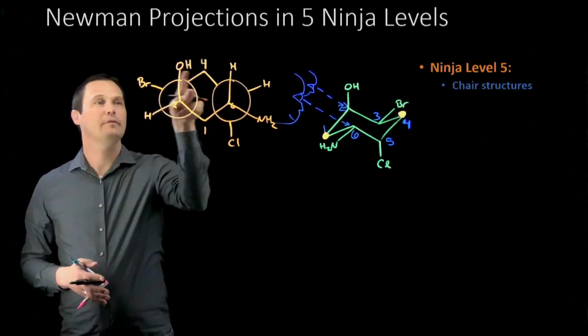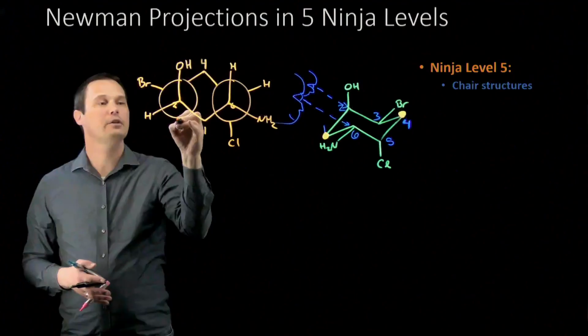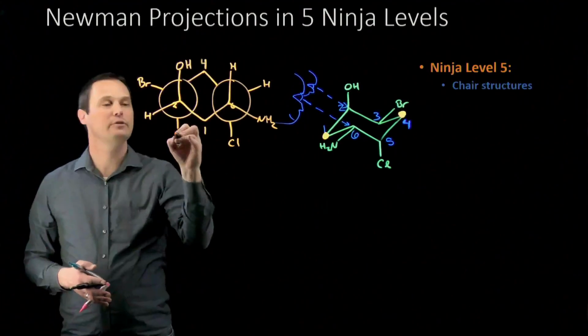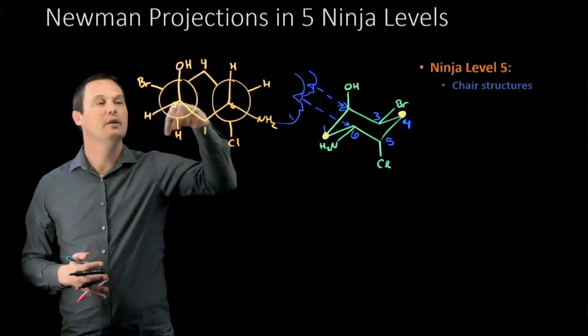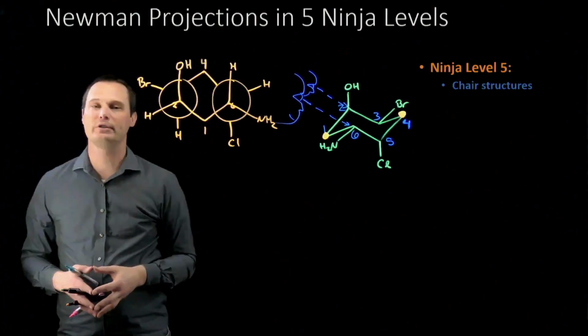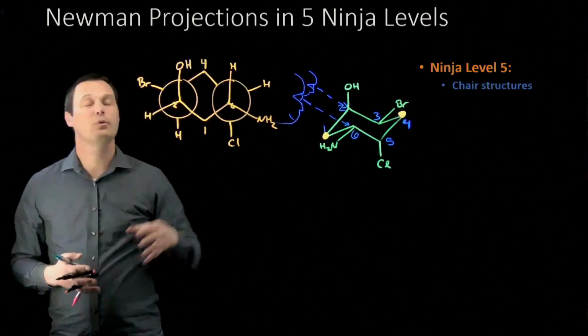Now that I have the bromine and carbon 5 in place, the last stick must be down here in the back carbon, and it must be the axial hydrogen on carbon number 3, and that is in fact what we would see. Carbon number 3, axial hydrogen points straight down, so the axial hydrogen on carbon number 3 also points straight down. And this is how you draw the double Newman projection for a chair structure.